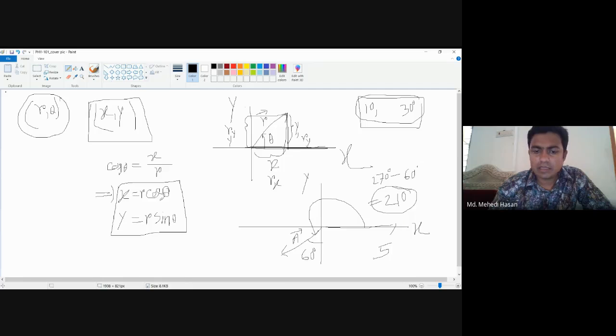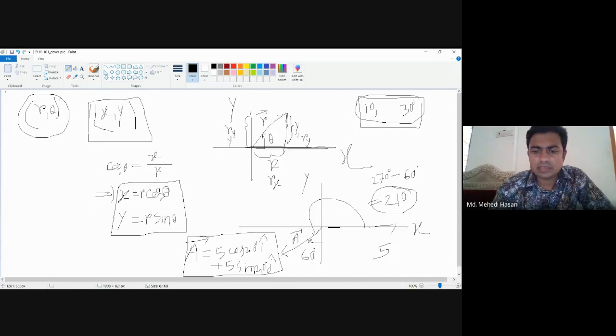Then you can easily convert this polar form to Cartesian form like that. In the case of vector A, the x component is, say, 5 cos 210 degrees i plus 5 sin 210 degrees j. So this is the procedure to convert polar to Cartesian.